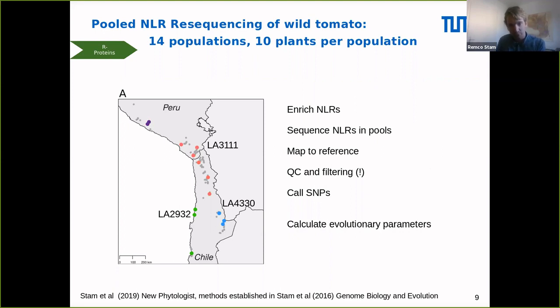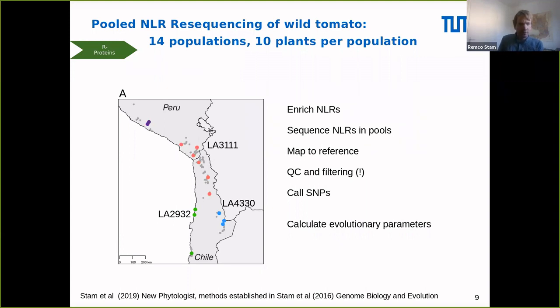We really filter out a lot because what we really want to see is whether this sequence evolution is something that is really happening in NLRs. So copy number variation is something completely different, and we cannot assess it with this method. But sequence evolution, positive selection, balancing selection, this is something we can test. So we call the SNPs, and then you calculate the evolutionary parameters.